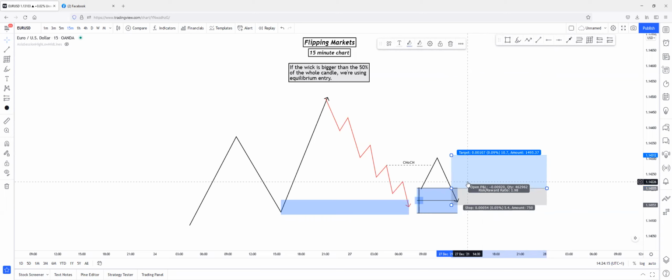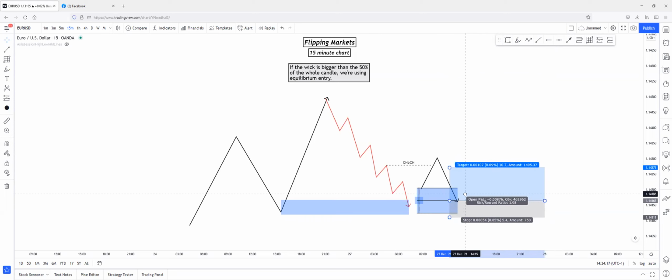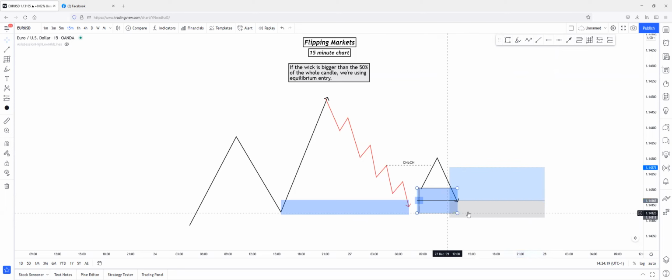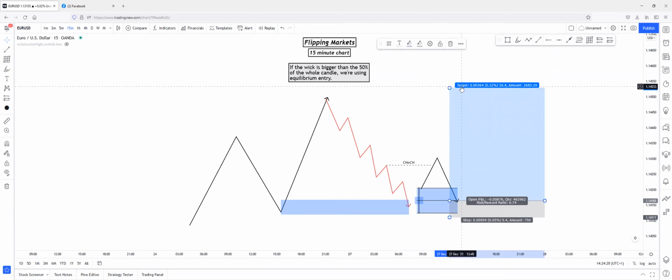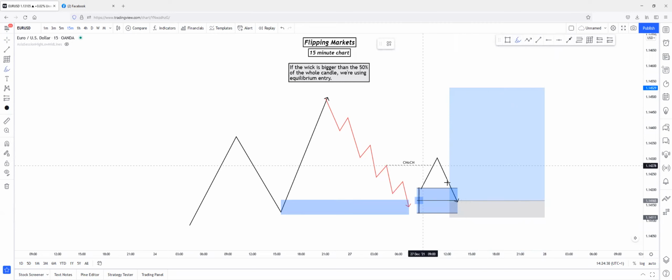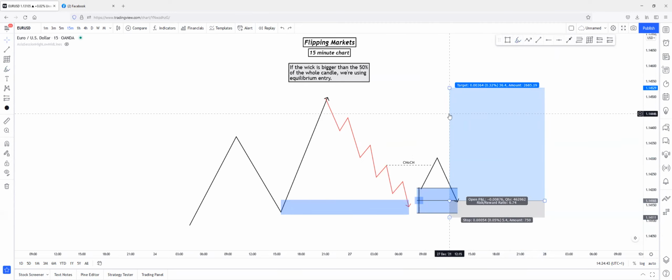So in this case, we will want to use the equilibrium entry because the equilibrium entry will cover the whole zone and the stop loss will be just below that zone. Okay, that's how the equilibrium entry, aka the 50% entry, can help us. That's also a golden rule. If you see a candle like this, where the wick is bigger than the 50% of the whole candle, meaning there is more wick than candle, we will always use the 50% equilibrium entry. That's a golden rule.